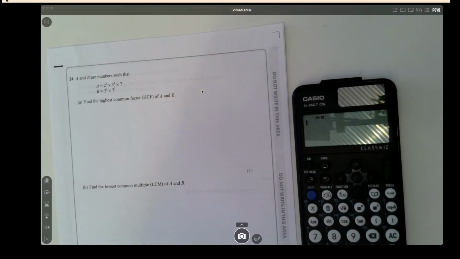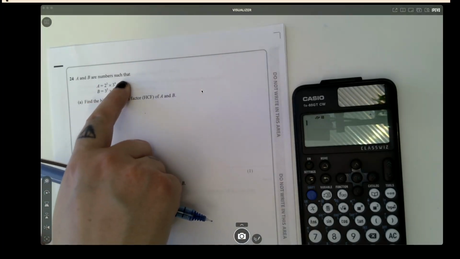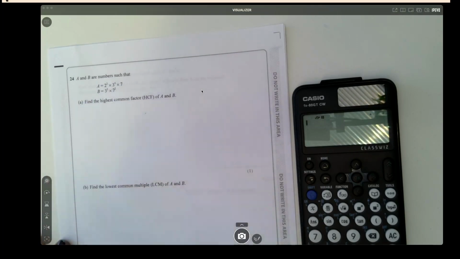Question 24. A and B are numbers such that A equals 2 squared multiplied by 3 to the power of 4 multiplied by 7. B equals 3 squared multiplied by 7 squared. So these are in product of prime factor form, in index form. Part A, find the highest common factor of A and B.